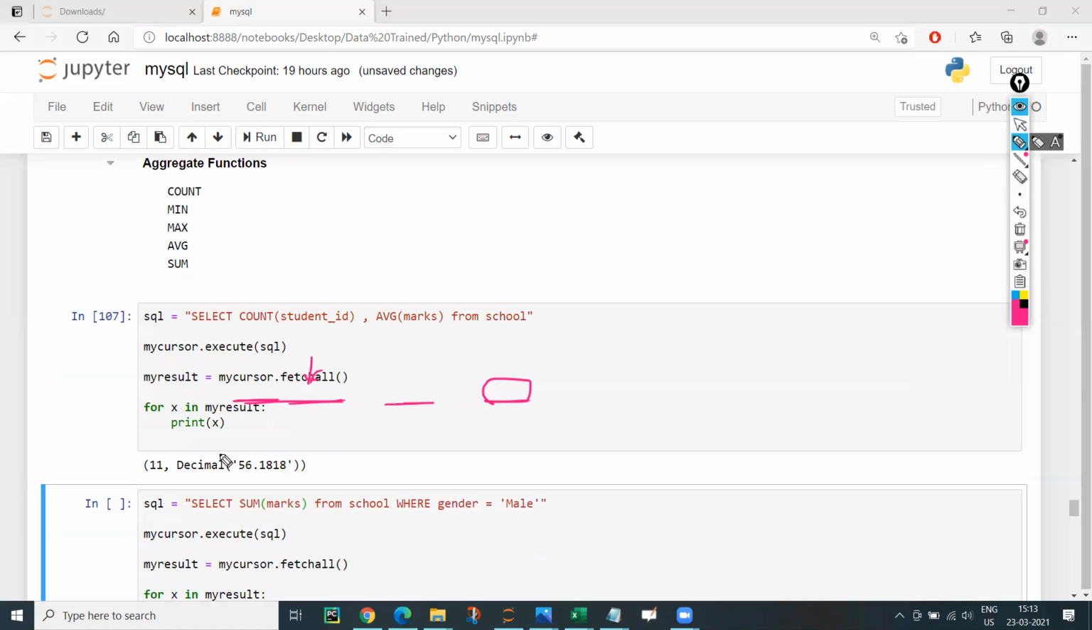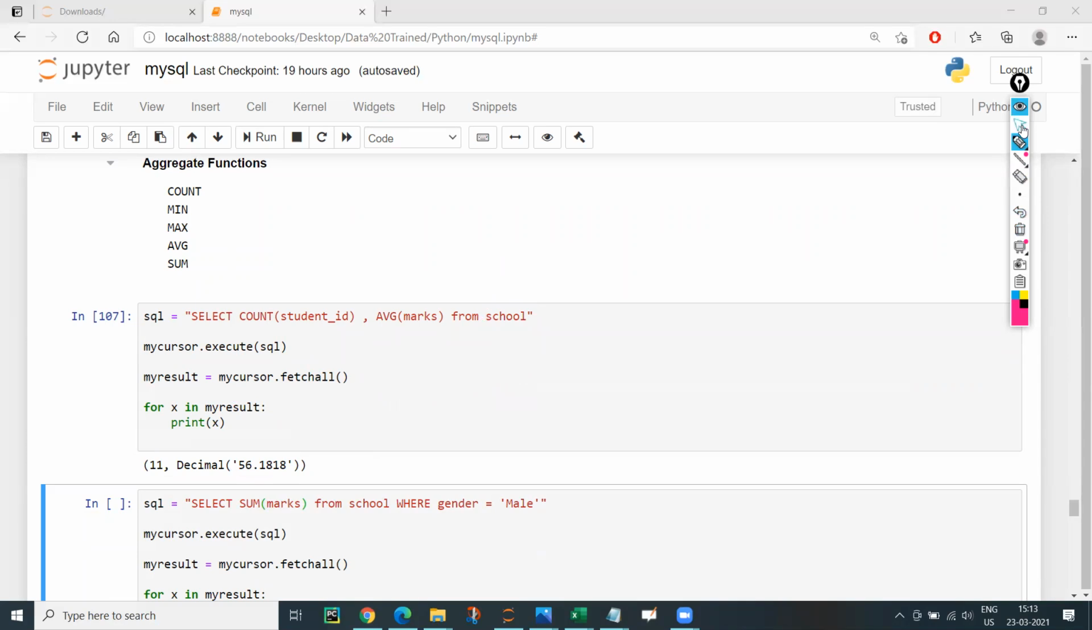So yes, we have 11 students in this particular table and 56.18 is the average marks of this school. Here we are not worried about female or male, we are worried about total students. Out of 11 students, the average marks is going to be 56. That's how we can interpret.